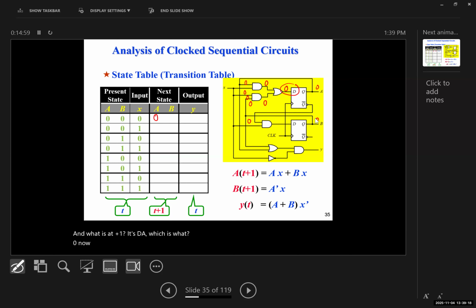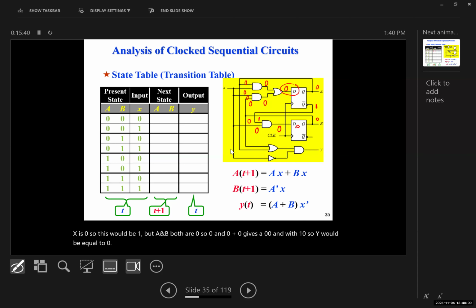Now let's find B. The initial value of B was 0. And by the way, because A was 0, A prime is 1. So this is 1. But X is what? 0. 0 AND with 1 is 0. D_B is equal to B(t+1). So this would also be equal to what? 0. And what about Y? X is 0, so X prime would be 1. But A and B both are 0, so 0 AND 0 plus 0 gives us 0. 0 AND with 1, 0. So Y would be equal to 0.